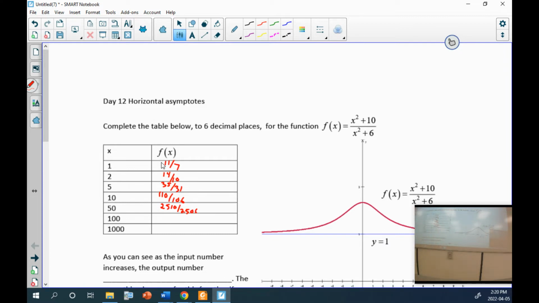100 into that function, I have 10,010 divided by 10,006. 1,000, I have 1,010,000 over 1,000,006. What do you notice about the 10 and the 6 in this?